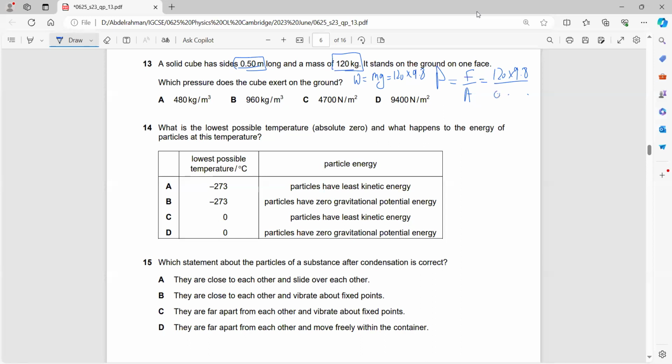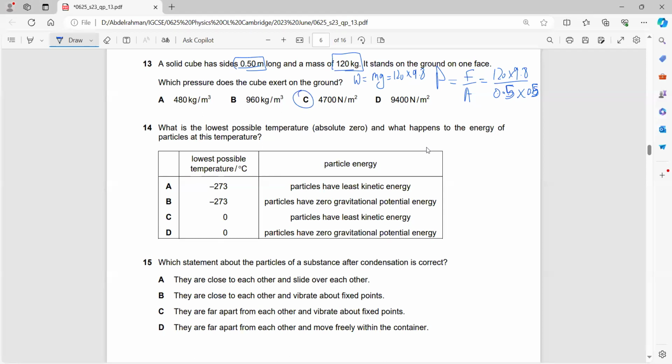So the area is 0.5 times 0.5. You only need two sides. So 120 times 9.8 divided by 0.5 times 0.5, which is basically 0.25. What would the answer be? Can someone help me out? Around 4,700. Yes, 4,700 newtons per meter squared.